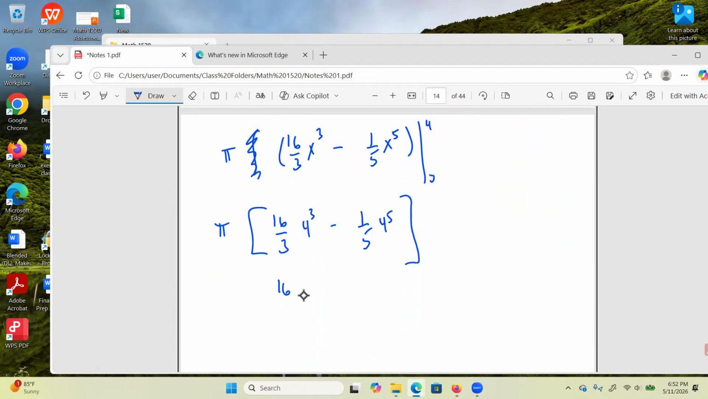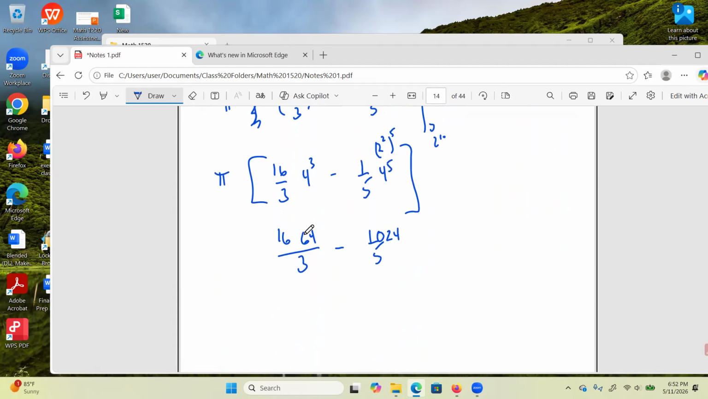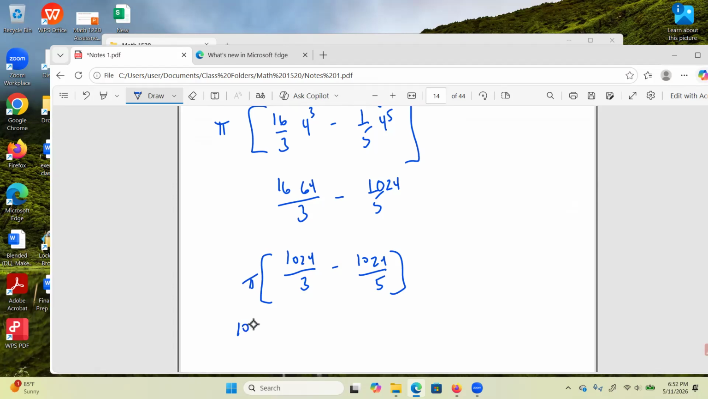So this is going to be 16, 4 cubed, that's going to be 64, all over 3, minus 1/5. 4 to the 5th is the same as 2 squared raised to the 5th power. Everybody should know that 2 to the 10th is equal to 1024. So this is going to be 1024 over 5. I know that 16 times 64, you guys can check me, is also 1024 over 3 minus 1024 over 5, all times pi. I'm going to go ahead and factor this out. So we have 1024 pi times 1/3 minus 1/5. And then we can go ahead and figure out what's going to happen here. So we have a 3 and a 3.